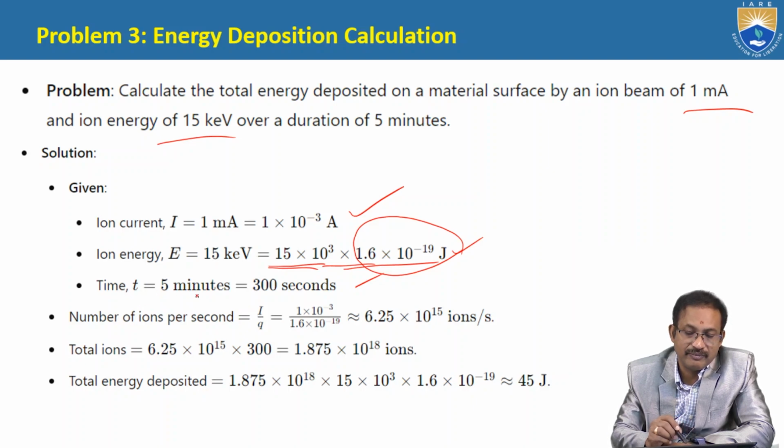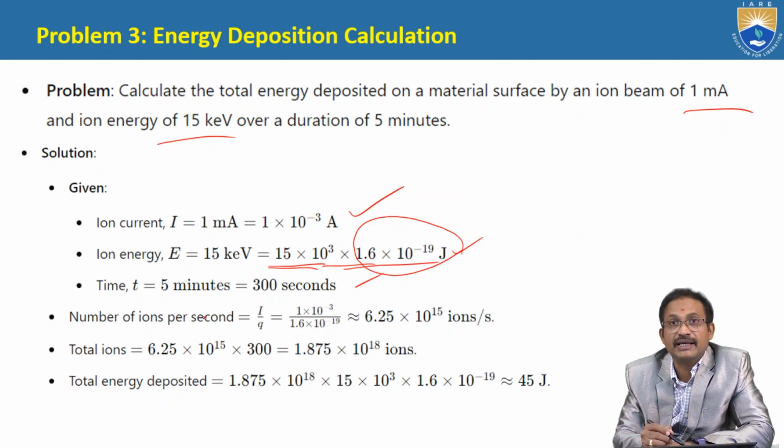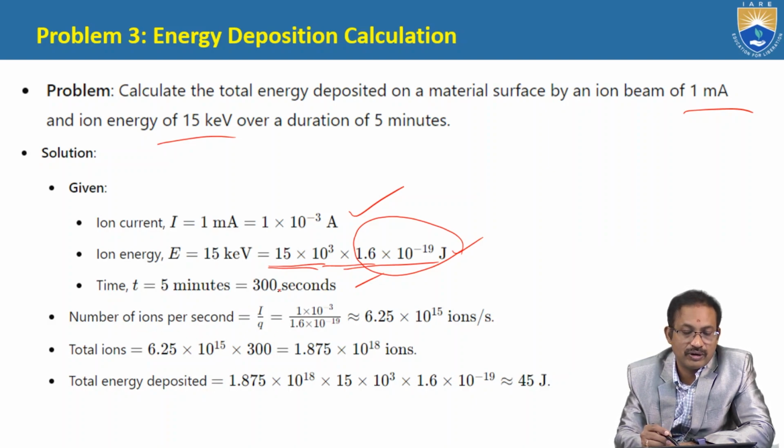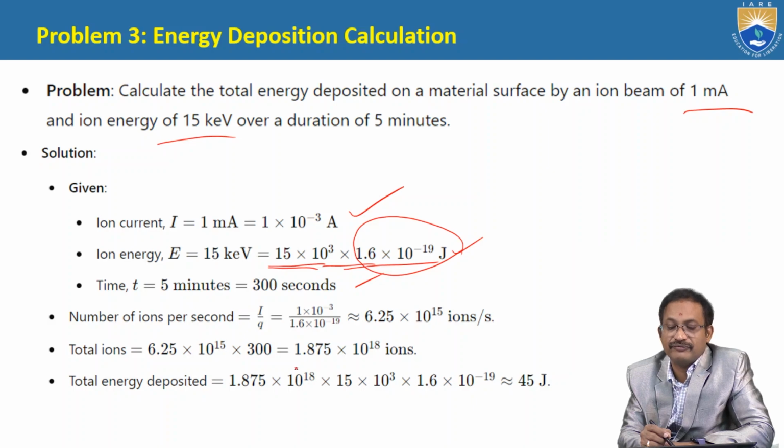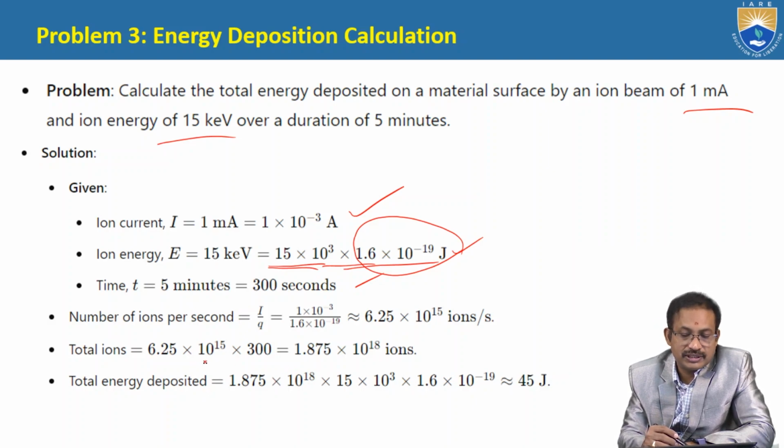Time t is 5 minutes, so we have to convert into seconds. Now the number of ions per second equals I by Q. What is I? This one, and this value is Q, so that we get 6.25 into 10 power 15 ions per second. Now total ions equal to 6.25 into 10 power 15 into these 3 seconds. Why? Because this much time has released, so that it will be equal to 1.875 into 10 power 18 ions.